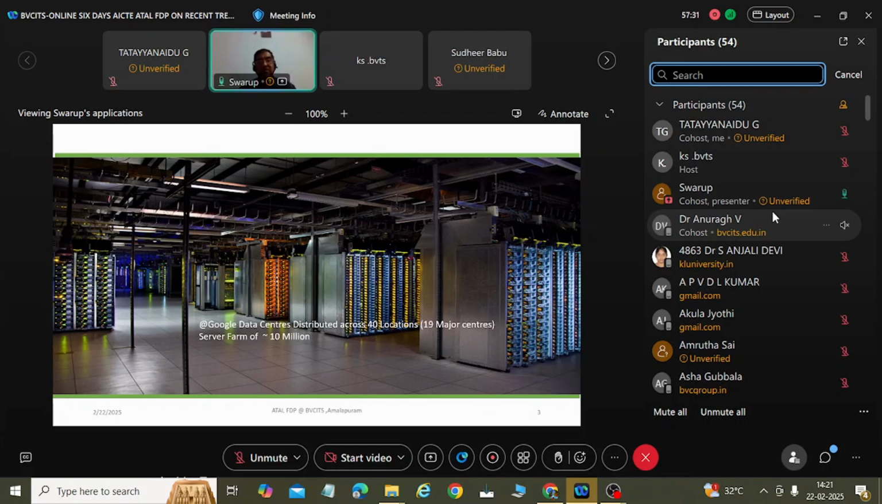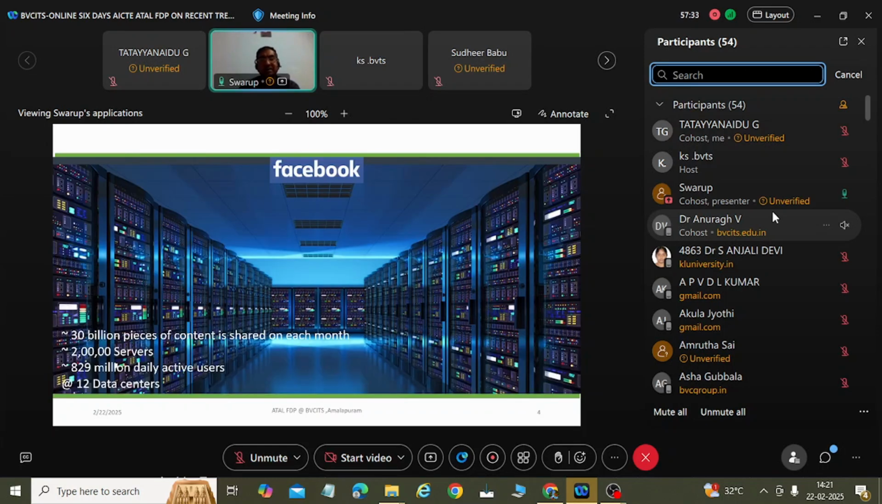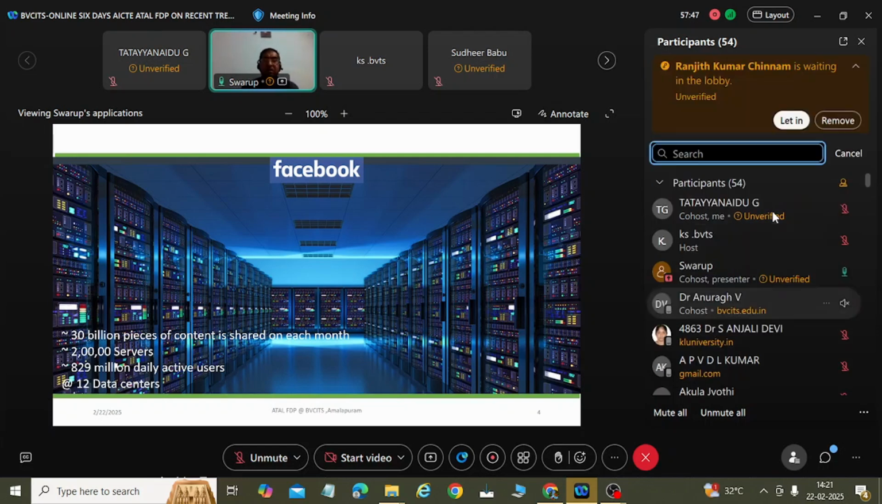And this is the Facebook data center. You can see we are talking about something around 2 lakh servers, or 20,000 servers on each floor. There will be multiple floors like that, and millions of activities per day happening across some 12 data centers.